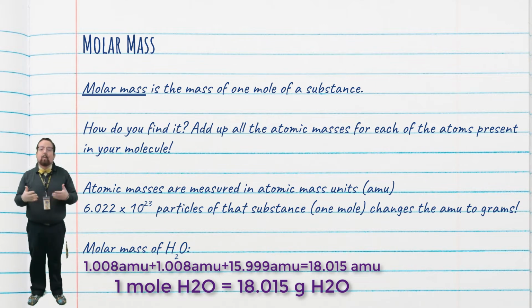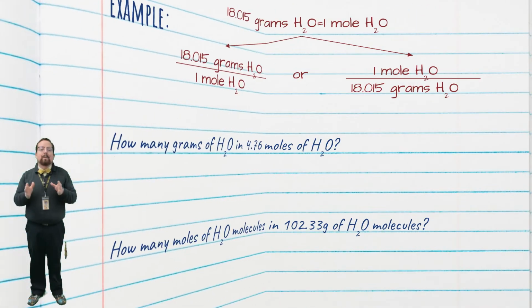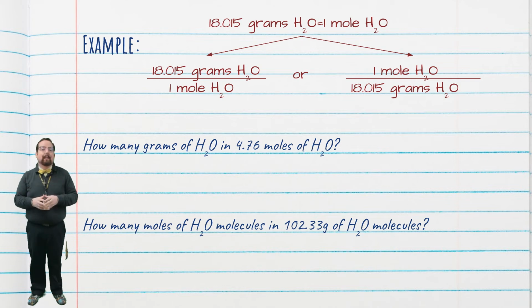This can and will be used as a conversion factor to convert between grams and moles of a substance. We'll use this extensively in some upcoming lessons. So how do we use molar mass to convert? Let's just stick with our water example. We just determined that 1 mole of water is equal to 18.015 grams of water. Anytime we have an equivalence like this, we can turn it into a fancy form of 1 like these, and use that as a conversion factor.